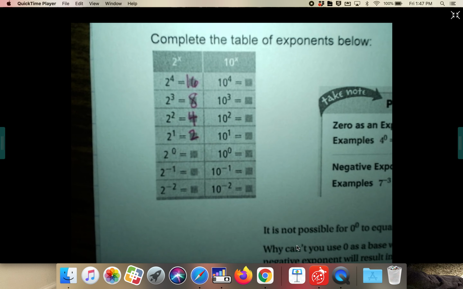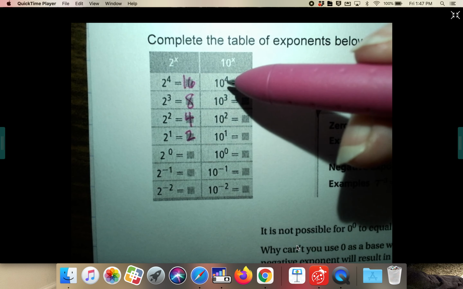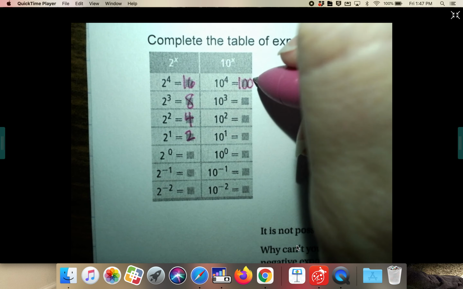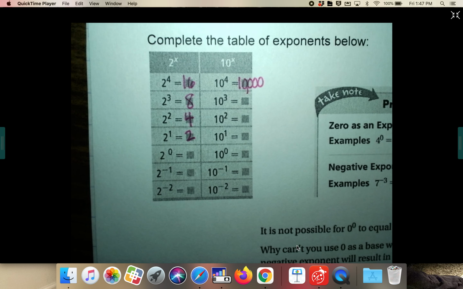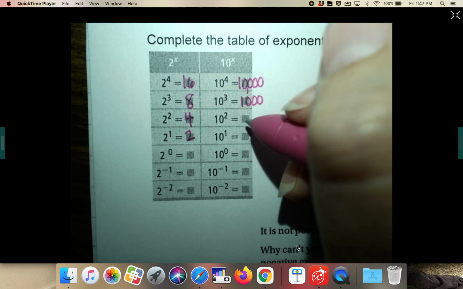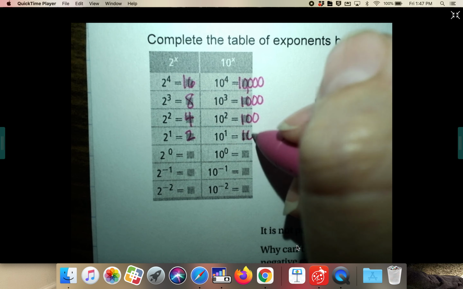So let's go on to the second column, the 10 to the powers. The easy thing about tens is the 4 tells us how many zeros are on it, or you can use your calculator. So this would be 1, 2, 3, 4 zeros. So this is 10,000. This is 1, 2, 3 zeros, so 1,000. This is 2 zeros, so 100. This is 1 zero, so 10.